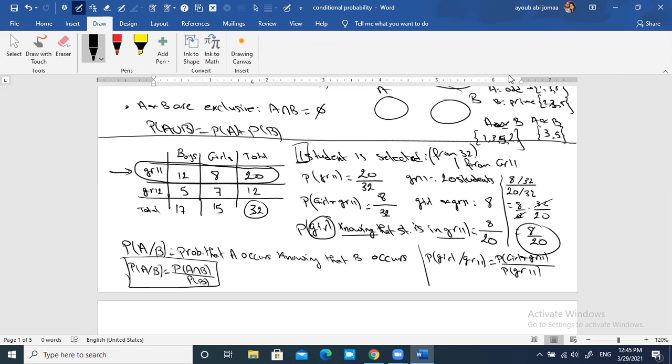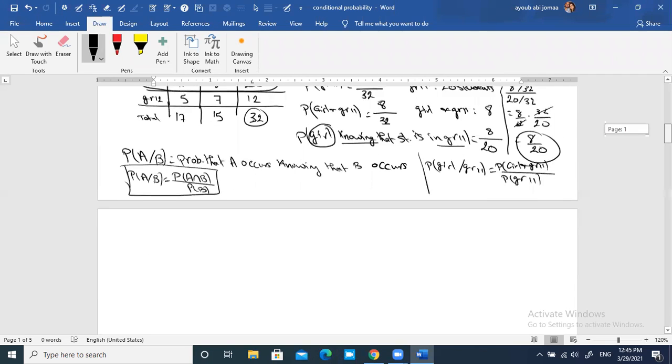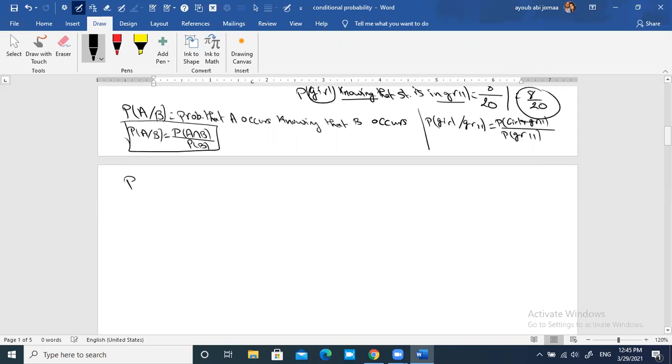The rule: probability A given that B is the probability of A intersection B over probability of B. Now, probability of B given that A, the same idea. If you apply this rule, it is the probability of B intersection A, which is A intersection B, over the probability of A.